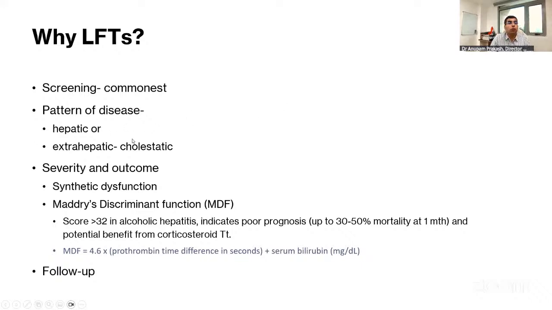The other thing, when we talk of liver function tests and when we order them, is as part of the pattern of disease. We want to understand whether it is a hepatic disease or an extra hepatic disease.